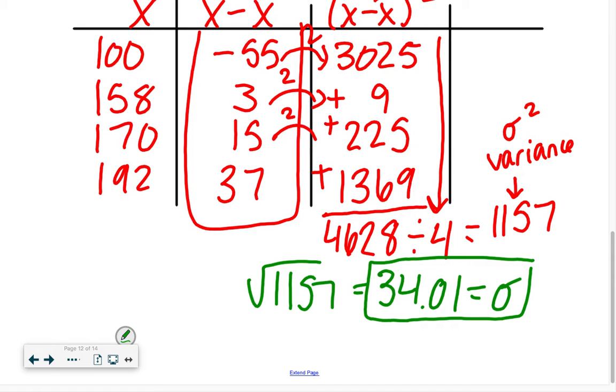Find your mean. Subtract each value from your mean. Square it. Add them together. Divide by how many there are. So this is just the average of our squared values. This number is just the average. When you square root it, you get standard deviation. Kind of, sort of? Okay, next one.